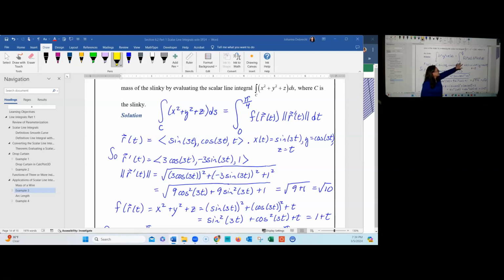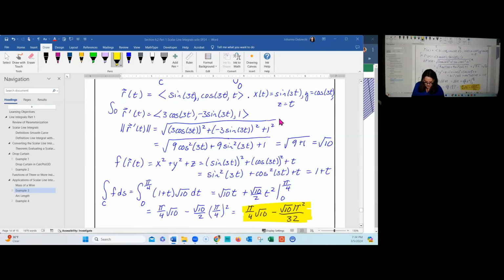Now we're ready to replace each of these factors with its representation. We replace f of r of t with 1 plus t, and we replace the magnitude of r prime of t with the square root of 10. This is a very straightforward integral of a function of a single variable t. We get the result pi over 4 times square root of 10 minus the square root of 10 times pi squared divided by 32. This represents the mass of that particular wire in three-dimensional space. This is the mass of our slinky.